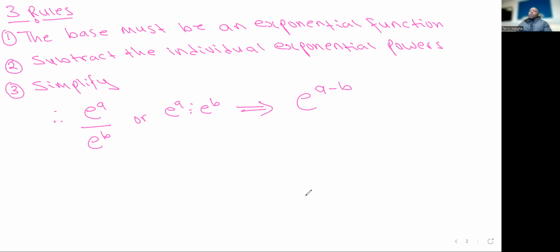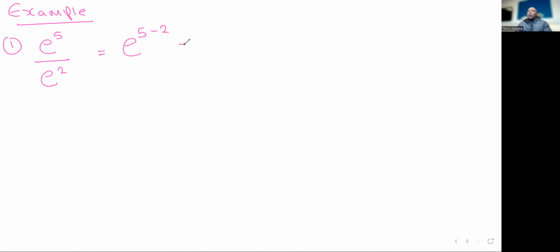So let's pick a quick example to explain this concept. Let's assume we have e^5 divided by e^2. Now, because we're dividing, it's going to become e^(5 minus 2). So you can see in this case that the bases are the same. So you subtract the powers, and that will give you e^3.